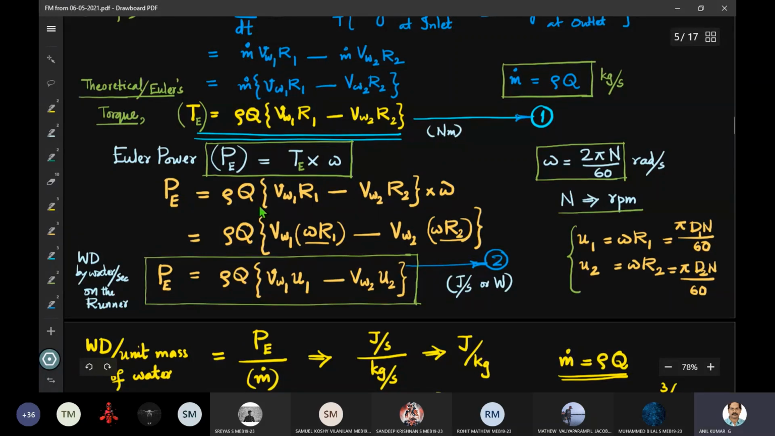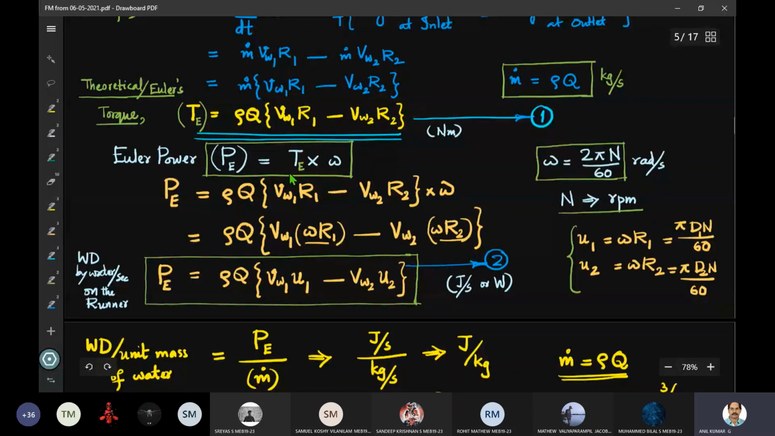Now we will try to find out Euler's power or theoretical power developed. That is the work done by the fluid per second on the wheel or on the blade in the context of power producing devices. Primarily we are talking about power producing devices, say a hydraulic turbine energized by water flow. So Euler's power is equal to this Euler's torque multiplied by angular velocity.